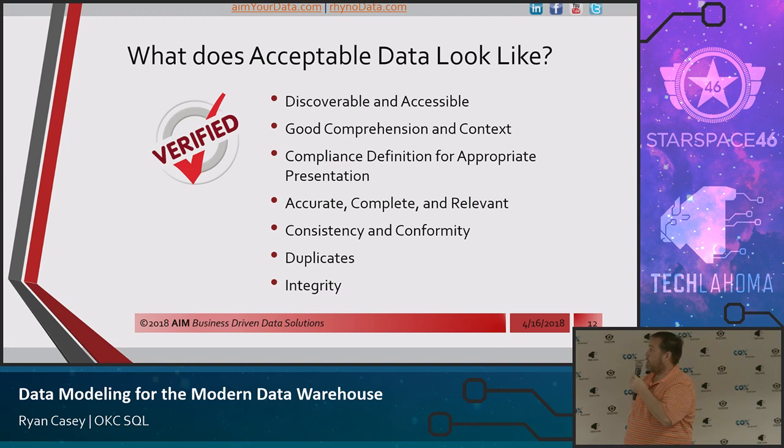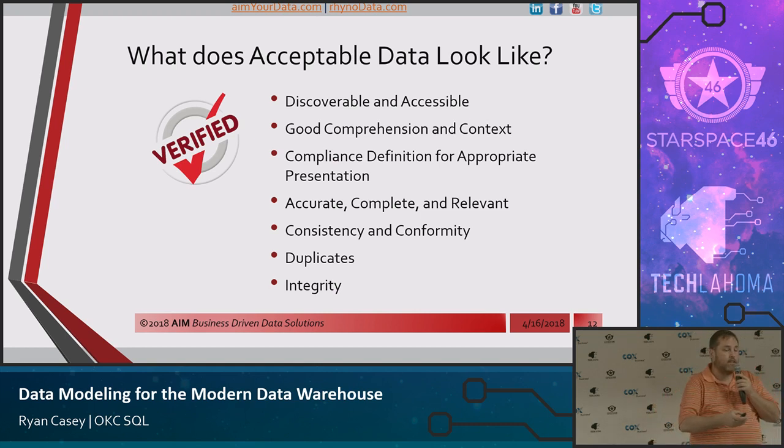So what does acceptable data look like? If we're going to talk about data modeling, and we're actually going to step into talking about the context of the data and why context is important, and understanding it from a business example, we have to understand what good data looks like, right? Because garbage in is garbage out. So it has to be discoverable and accessible. It has to have good comprehension and context. We have to understand what the measures mean. We have to have business rules that define them.